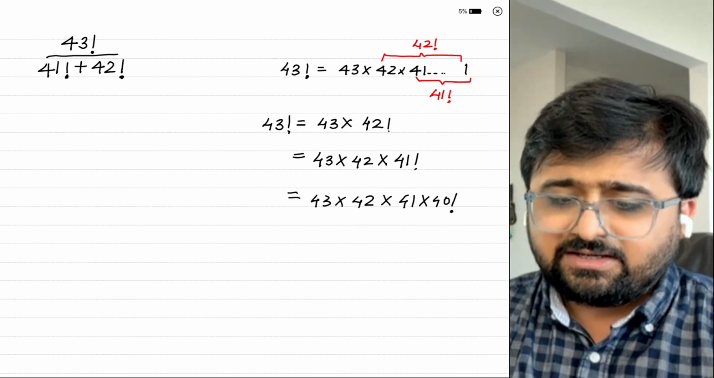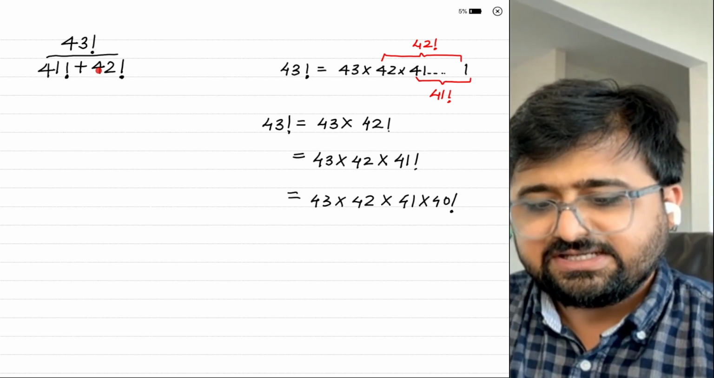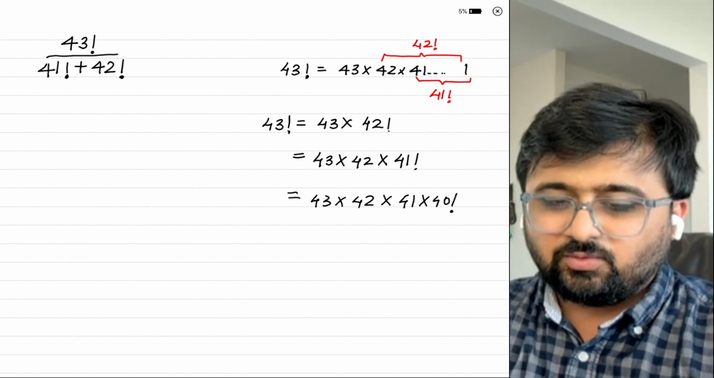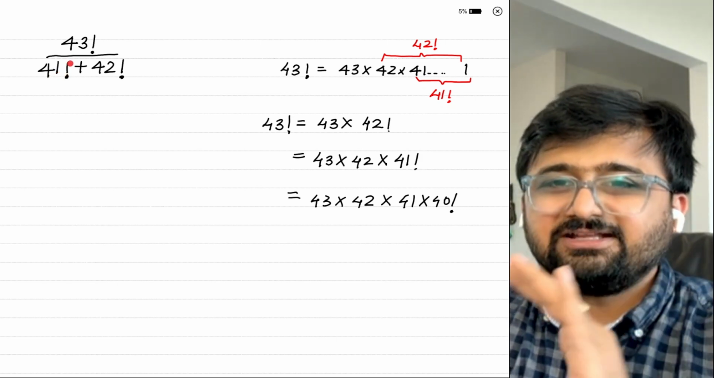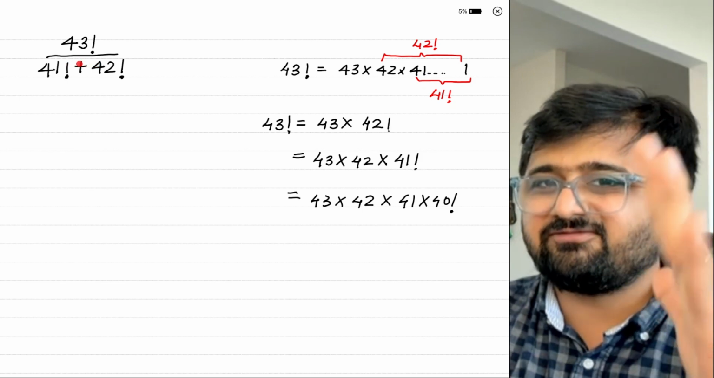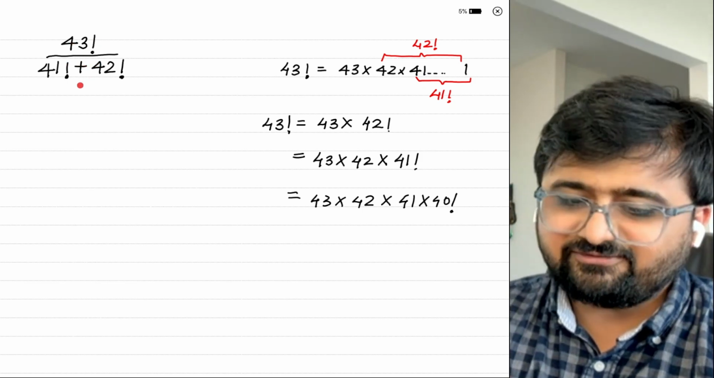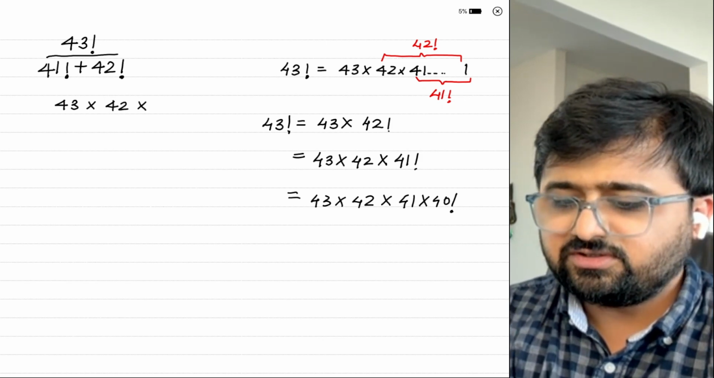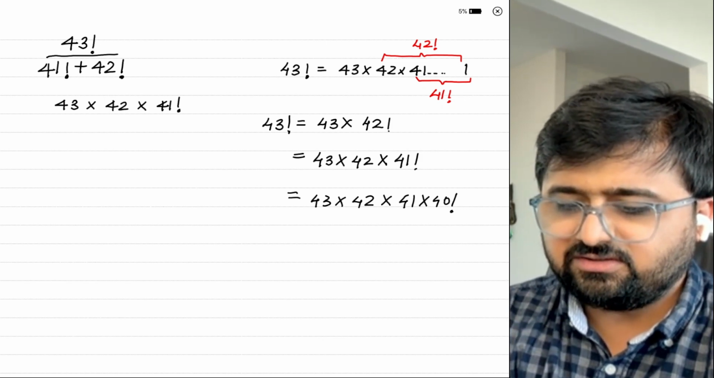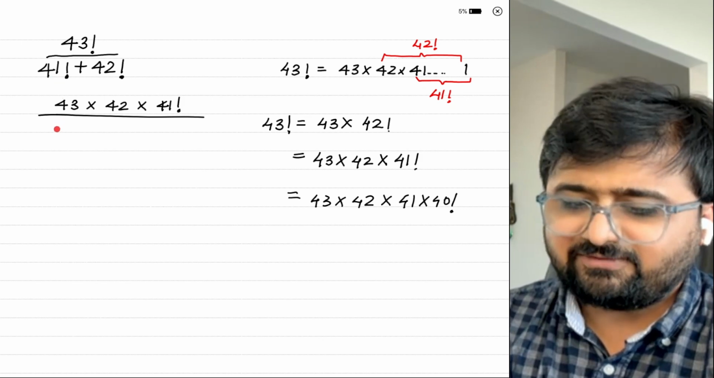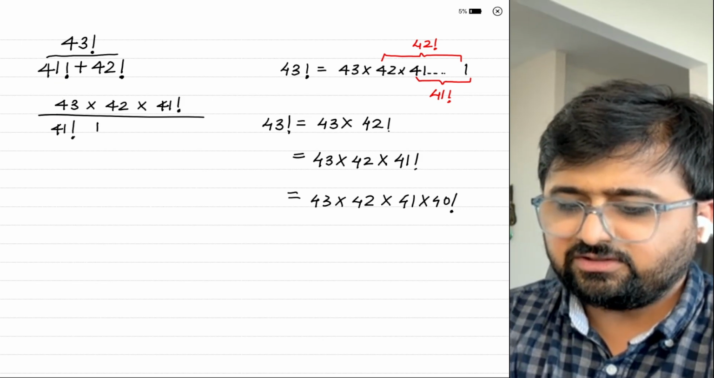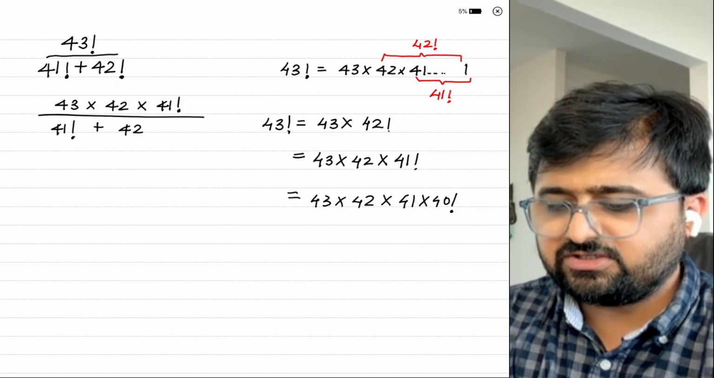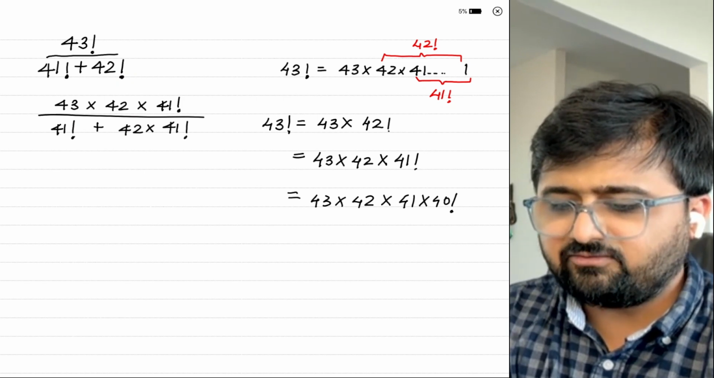Now, whenever you have such a fraction, check the lowest number and convert everything in terms of that. So here the lowest factorial is 41 factorial. Let's convert every term in terms of 41 factorial. How do we do that? This 43 factorial, just write it as 43 times 42 times 41 factorial. The denominator has 41 factorial, which is already 41 factorial. Let's convert that 42 factorial in terms of 41 factorial, so that's 42 times 41 factorial.